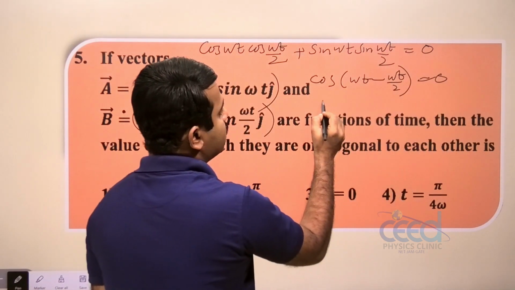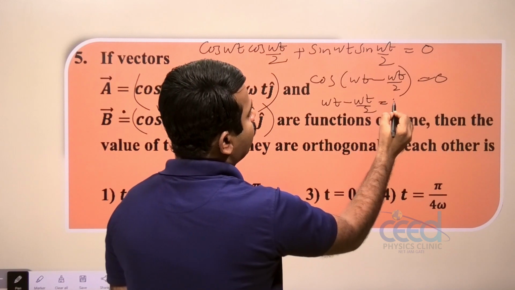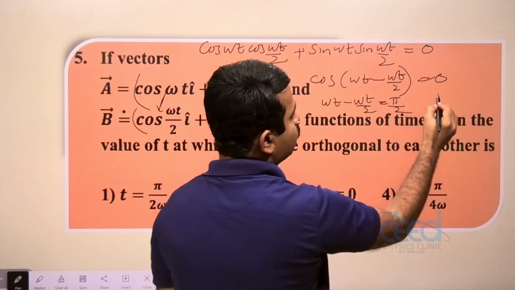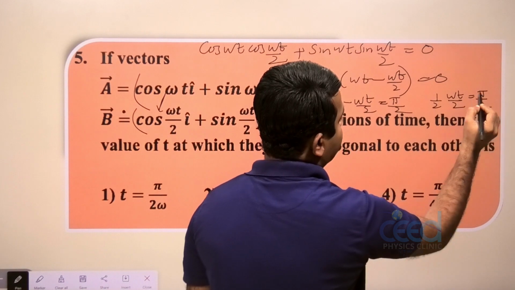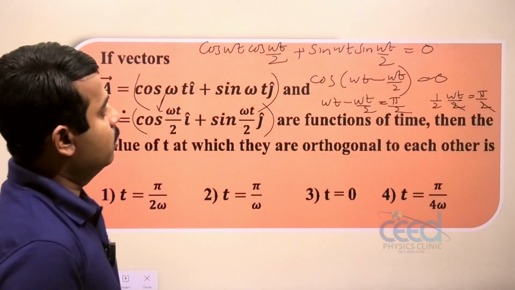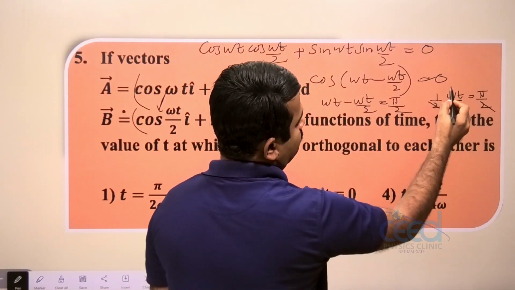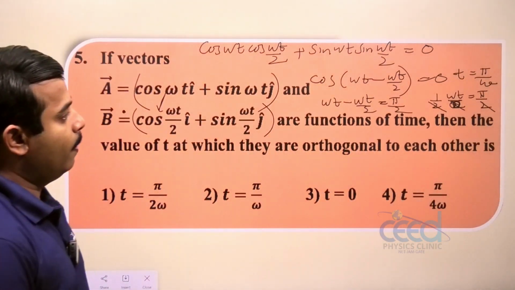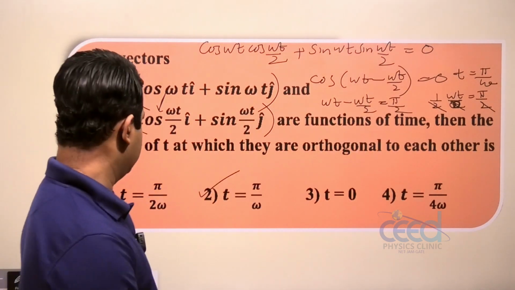That should be 0 means omega t minus omega t by 2 is equal to pi by 2, cos 90 only is 0, right? Omega t minus omega t by 2, that is half omega t, equal to pi by 2, right? Sorry, half omega t only. This 2 cancels. Then t is equal to pi by omega. T is equal to pi by omega. So option 2 is correct, right?